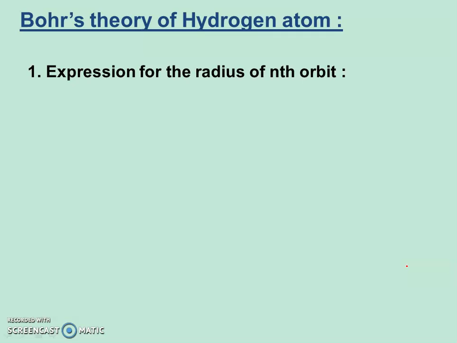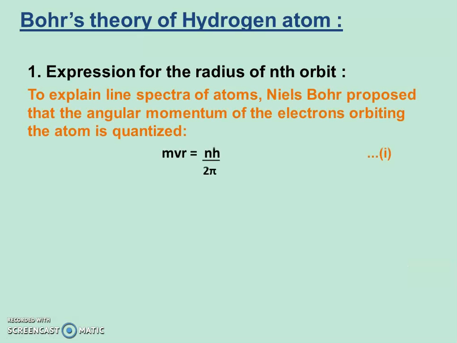Expression for the radius of the nth orbit. Suppose in a hydrogen atom the electron is revolving in the nth orbit. So what will happen? mvr is equal to nh by 2 pi. This is Bohr's postulate, the quantum condition. So this is equation 1. We have to calculate r, since the radius of the nth orbit is taken as r, right?